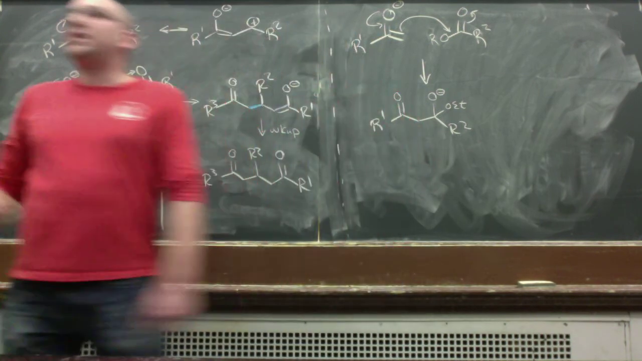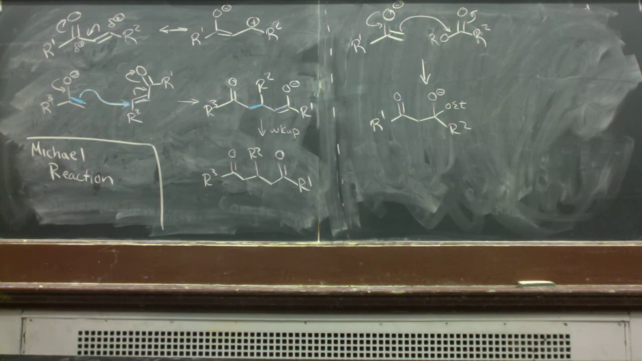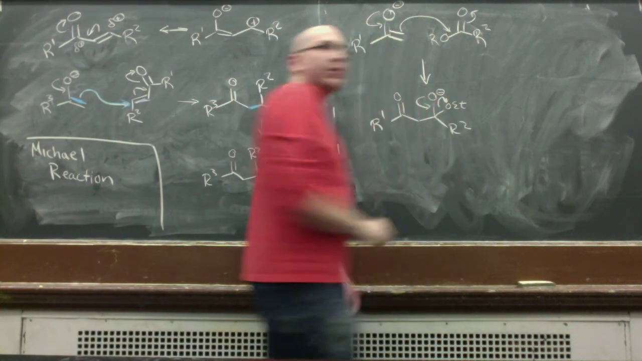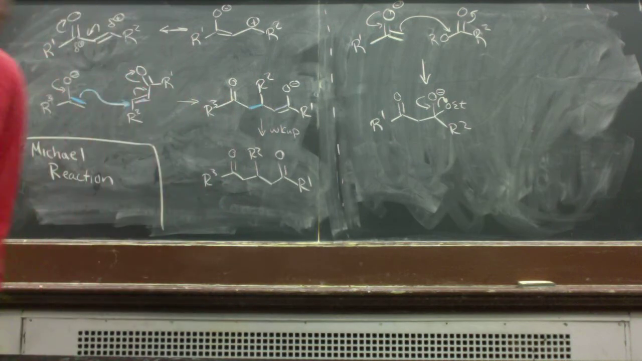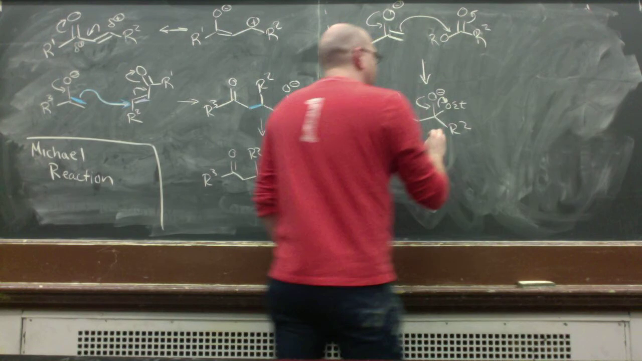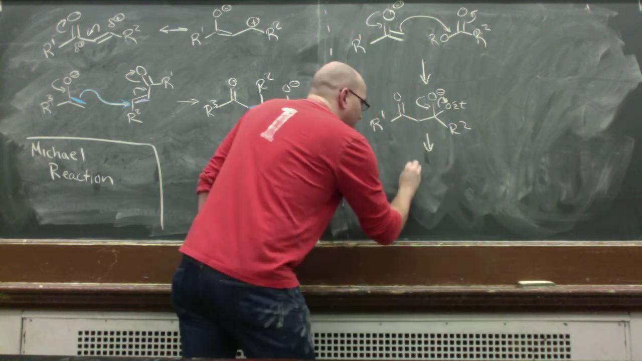Okay. Once we attack this ester, what's the next thing that's going to happen? Same thing that happened with, say, for example, a Grignard reaction, or a reduction of an ester with LAH. We're going to eliminate the ethoxide.